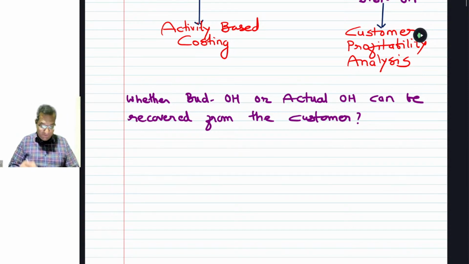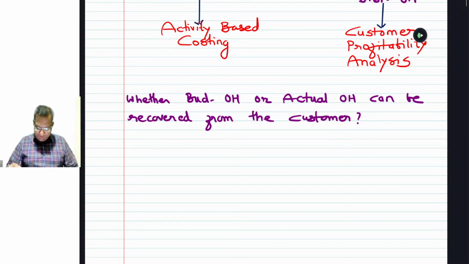Okay, Shrivani has a straightforward answer: budgeted overhead. What about other students? Which overhead can be recovered from the customer, whether budgeted overhead or actual overhead, or it depends? Very good, Shivani. The logic is also correct. Very good.